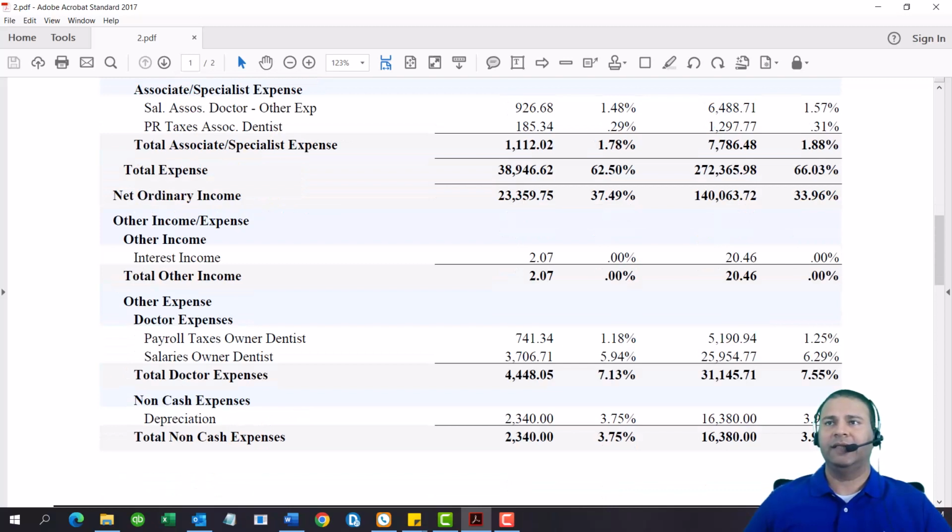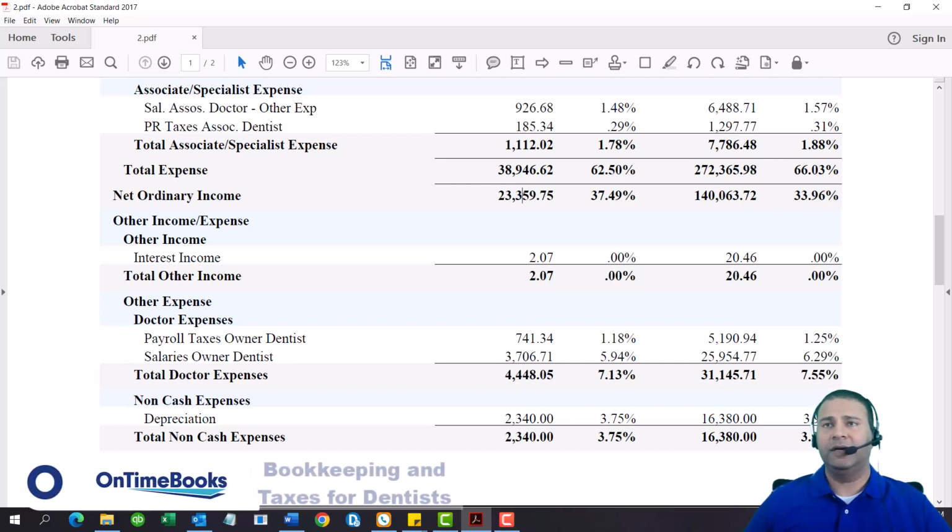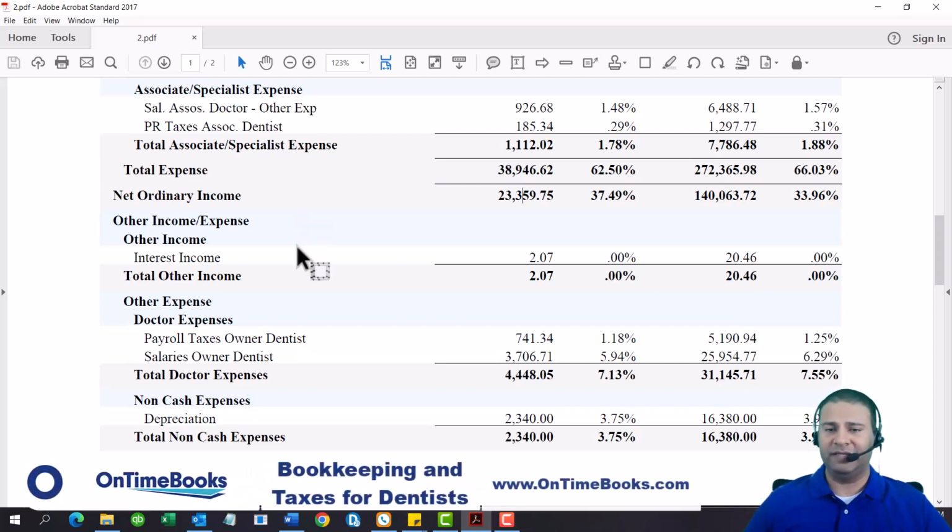Keep in mind that this income does not include interest, depreciation, amortization, or any expenses related to the owner doctor. We do this on purpose. This enables us to show the profitability of the dental practice and how it compares to other dental practices without taking into account the age or the debt or the tax aspects of a dental practice. We include the rest of the expenses in the other income and expense section.